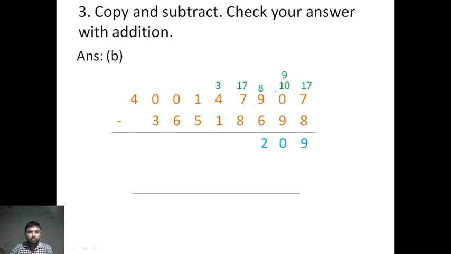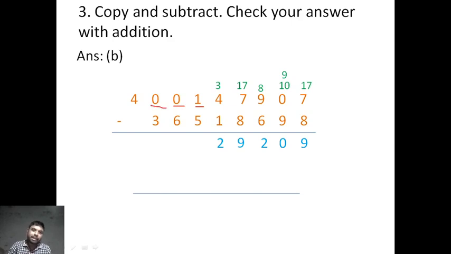Okay, now do the subtraction. 17 and 8, 9, 3 and 1, 2. Okay, now 5 and 1. Can you subtract? No, because 1 is smaller than 5. So we have to borrow. Can you borrow from 0 anything? No. So come to the previous.